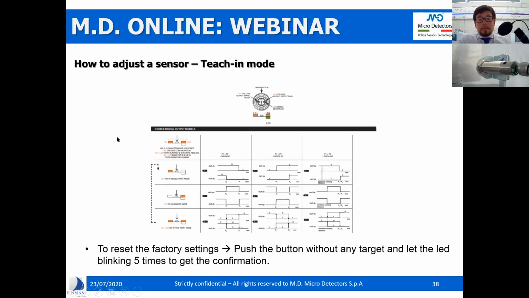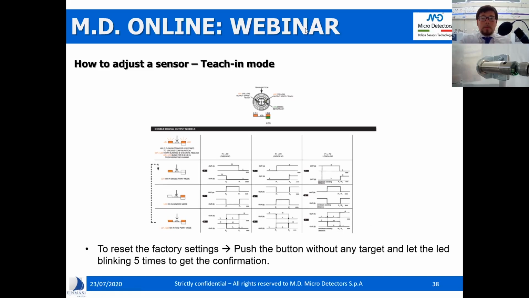The first one is called the single point, because we are going to set just one single point for each output. Then we have the window mode, so a window with two extremes. Between that, we have the two outputs working with complementary logic. And finally, the 2 points or hysteresis mode, and we are going to observe now.